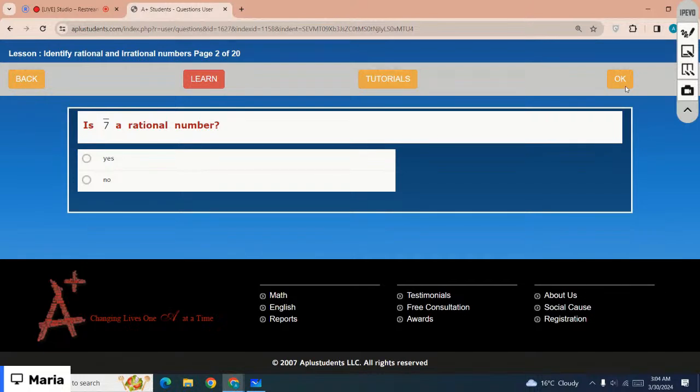Okay, is square root 7 a rational number? The correct option is no, square root 7 is not a rational number, right? The correct option is no, because you cannot write square root 7 in the form of fraction, right? So square root 7 is not a rational number. The correct option is no.